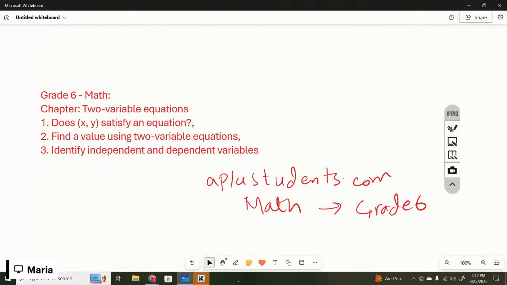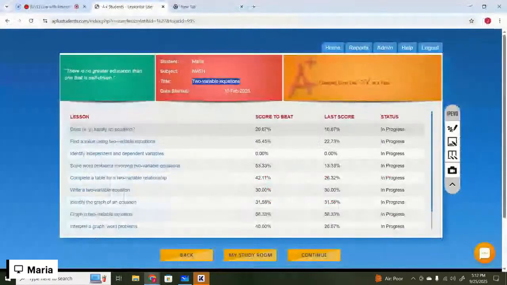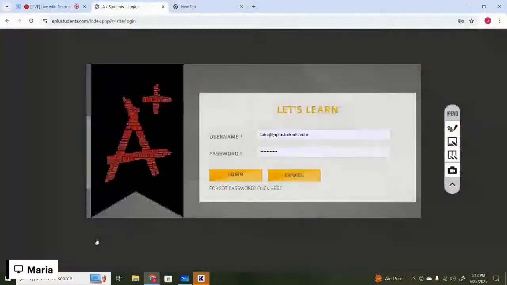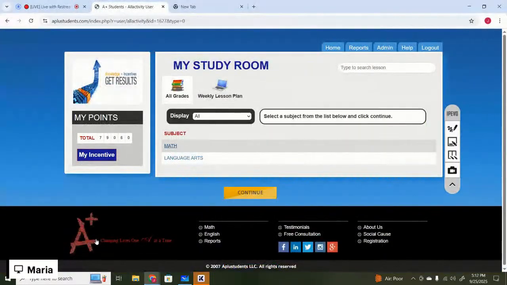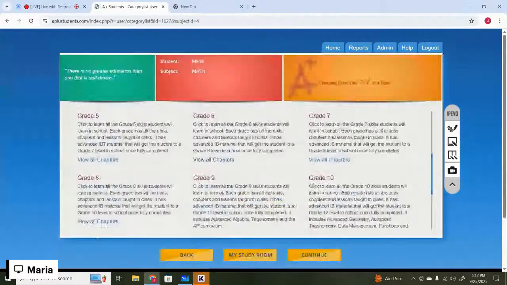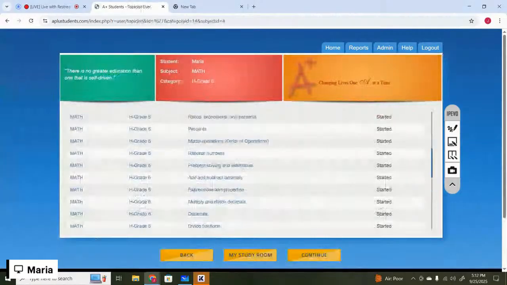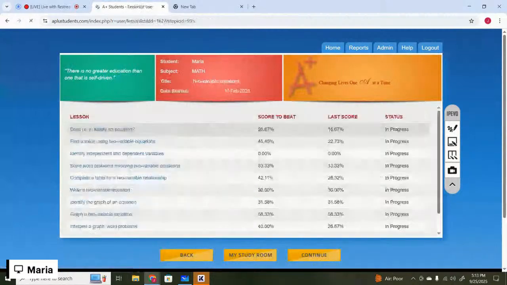Let's just start with the lesson. Here I'm on grade 6 math. Does x, y satisfy an equation?